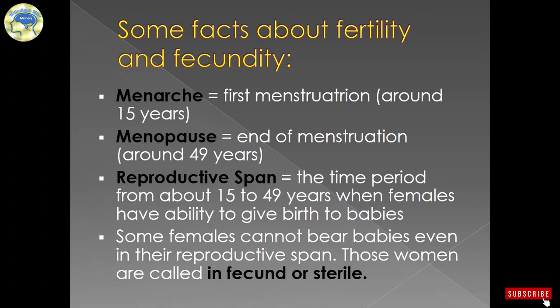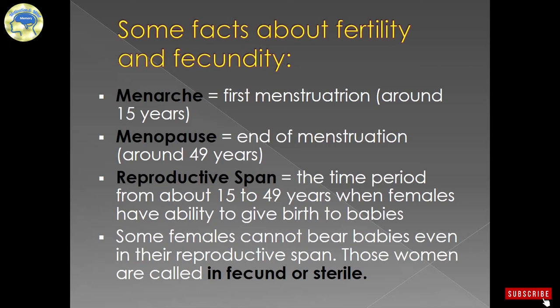So you have to know what is menarche. As I have already mentioned, menarche is the first menstruation and it happens around 15 years. The start of menstruation is called menarche, whereas menopause means the end of menstruation. It happens around 49 years. The time of menarche and menopause can be different according to the person. According to climate, it can be different. But the general age is 15 to 49 years. 15 is the starting year of menstruation, whereas 49 is the end time of menstruation.